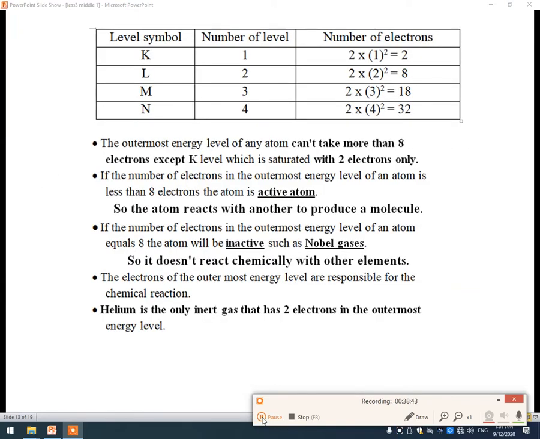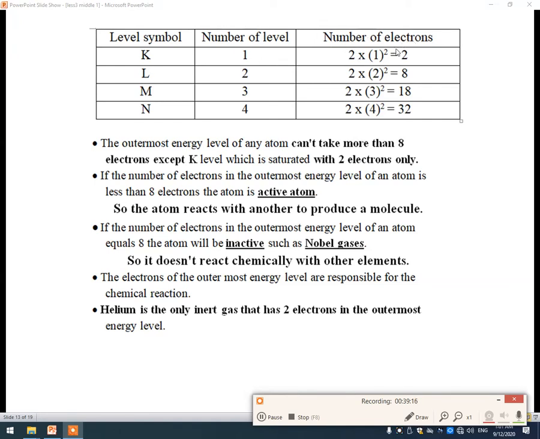Here we have a table which distributes the electrons, the number of electrons in their energy level. We have here the level symbol K, L, M, N, the level number 1, 2, 3, 4, and how can we calculate the number of electrons in each level? Okay, let's begin with the first one, K. K is number 1, n, the number of the level. So how can we calculate the number of electrons?